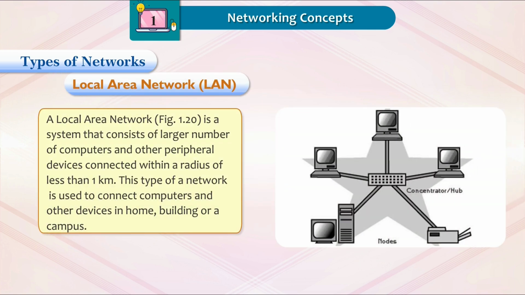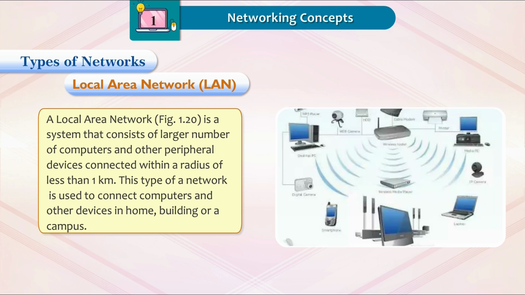A local area network is a system that consists of a large number of computers and other peripheral devices connected within a radius of less than 1 kilometer. This type of network is used to connect computers and other devices in a home, building, or a campus.